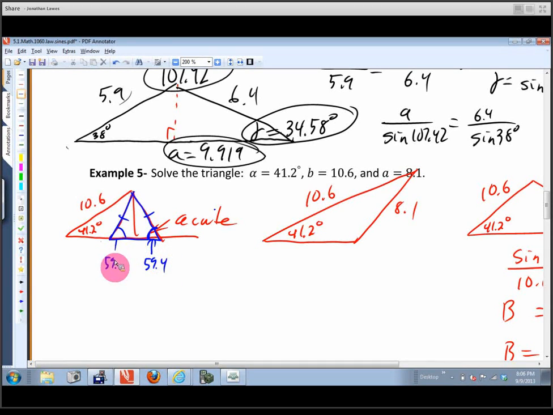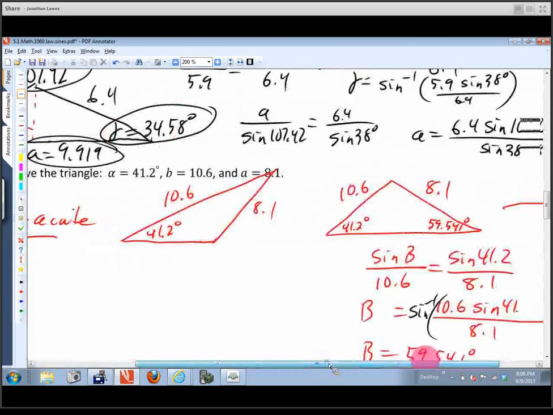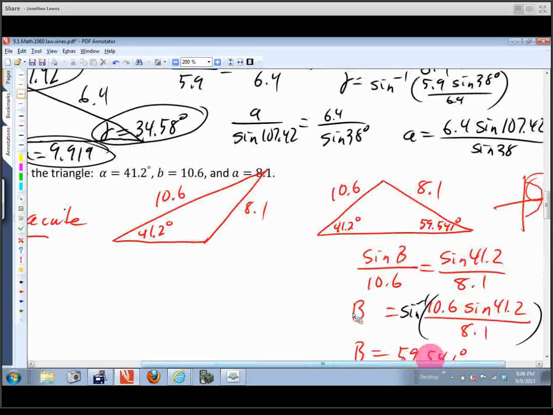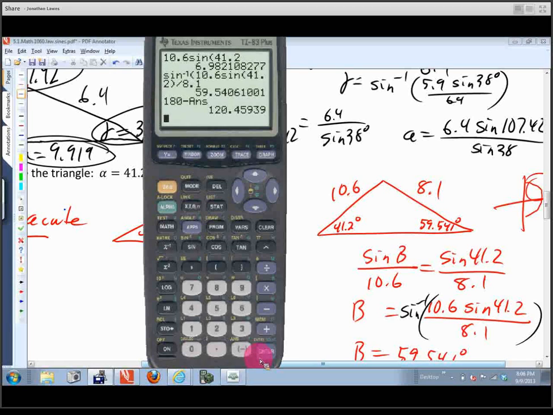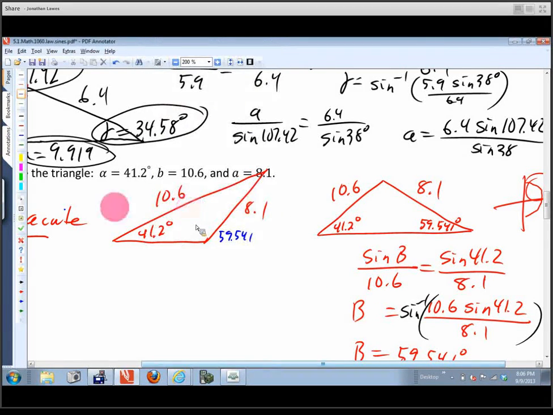And then how could we find this one right here? Well, if this is, and we'll slide this over now, 59.541, well, this would make a straight line, so they would be supplementary. So this one's going to be 180 minus that. So I'm going to take 180 degrees. We'll subtract that last answer. And there we go, 120.459. So this angle right here is 120.459.